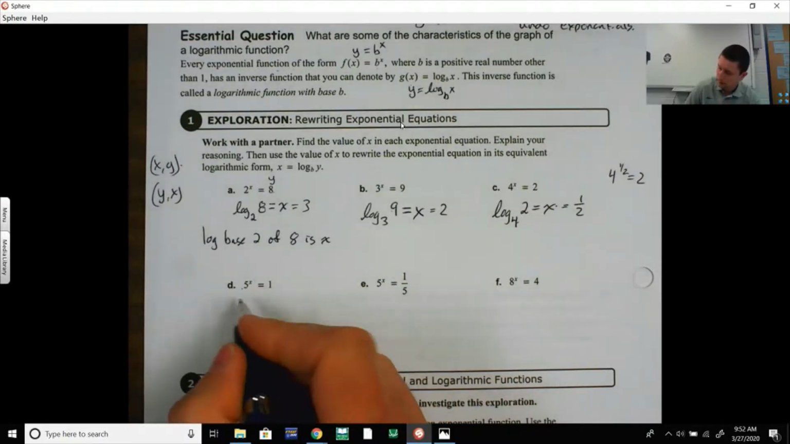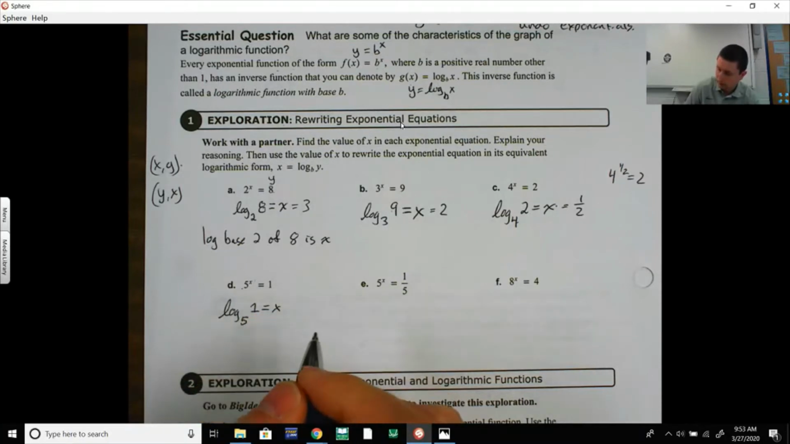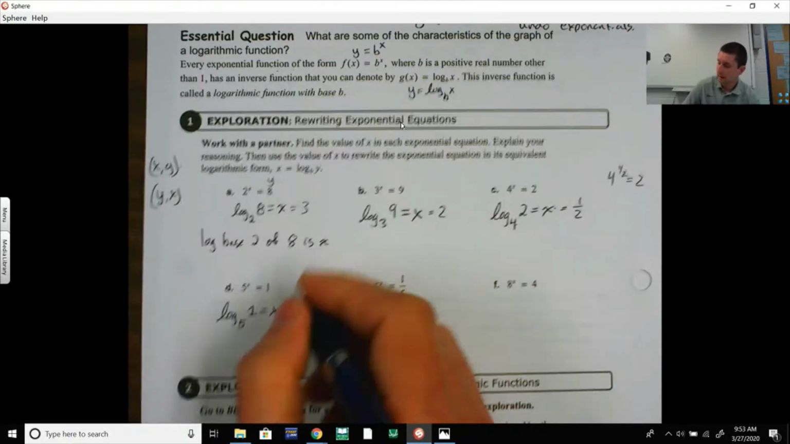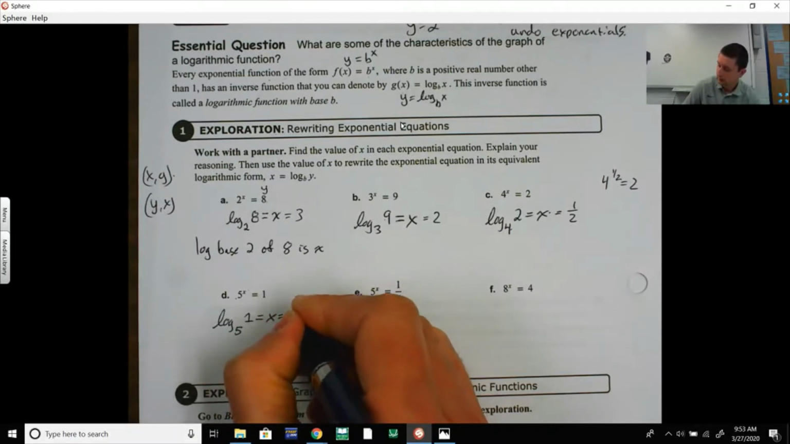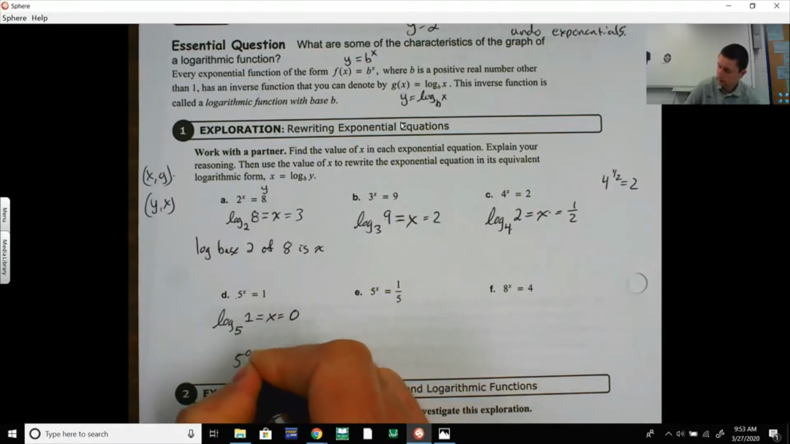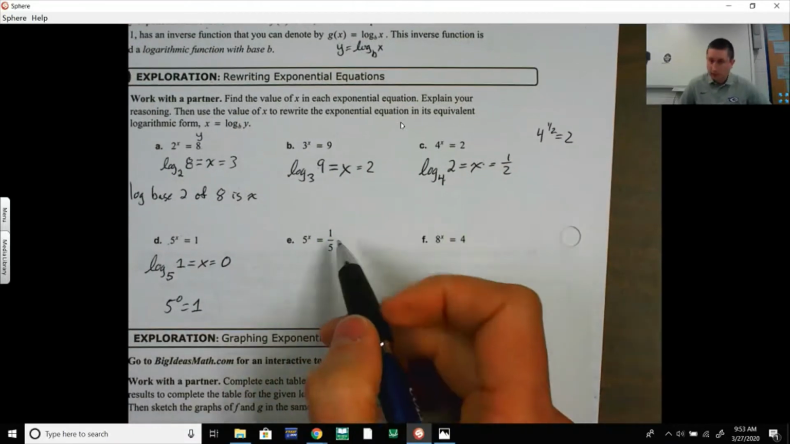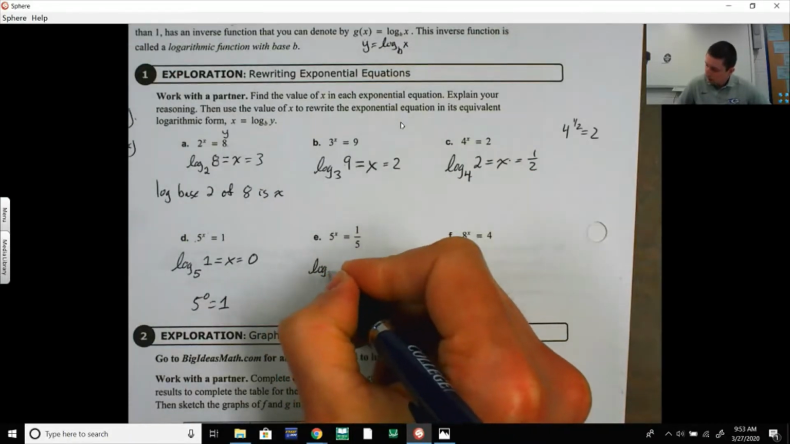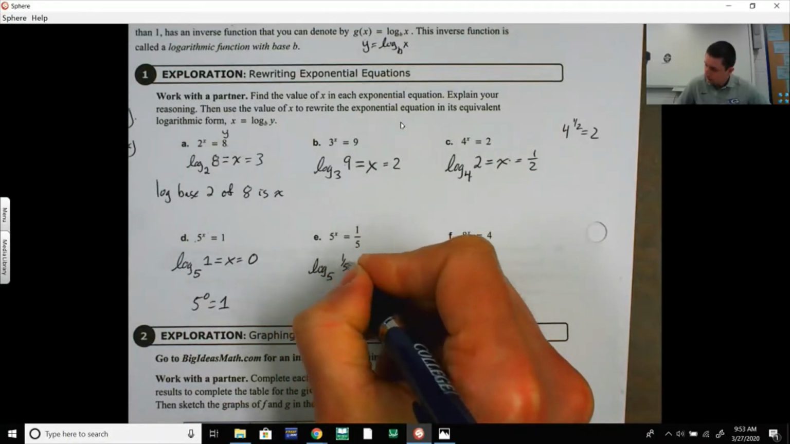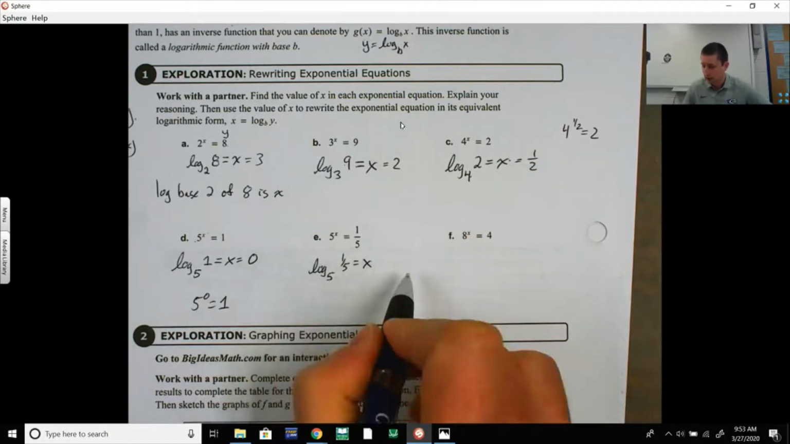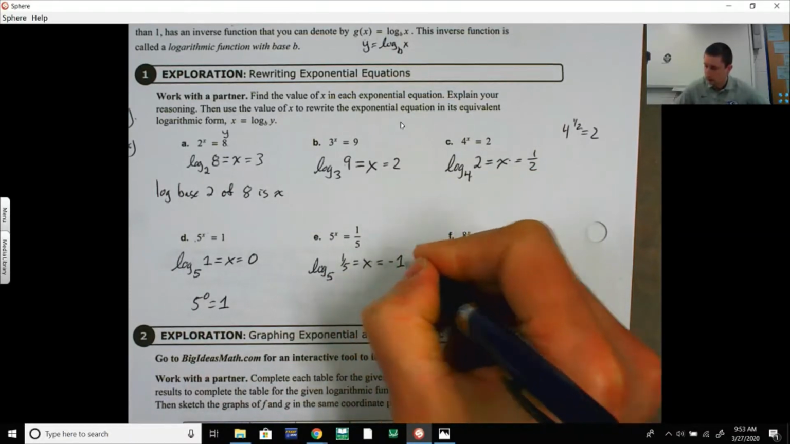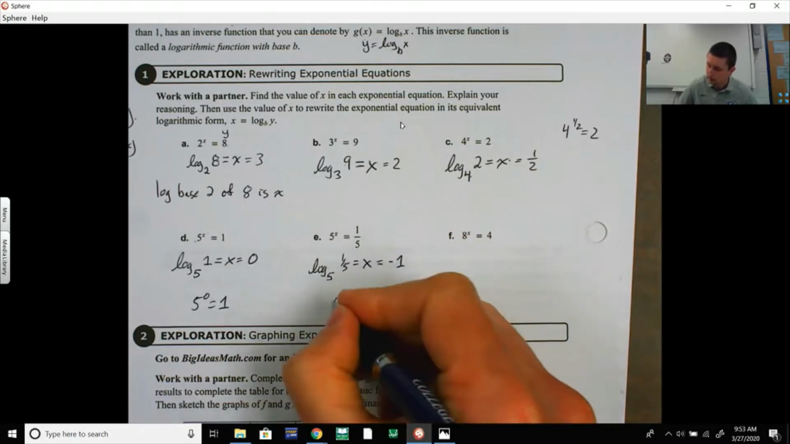5 to the x equals 1. So log base 5 of 1 equals x. So 5 to what power is 1? And everyone says together, 0. Anything to the 0 power equals 1. Woohoo, we remembered, right? 5 to the x equals 1/5. So log base 5 of 1/5 equals x. So this is a fraction. X has to equal -1. It's a reciprocal. 5 to the -1 equals 1/5.